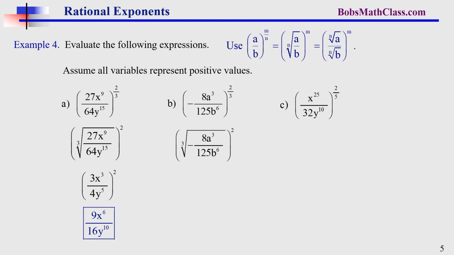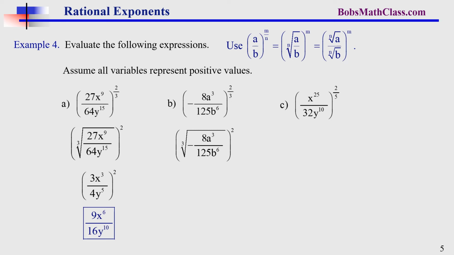Okay, our next one, a little bit different because we have a negative inside the parentheses. Again, our index is 3, our exponent outside is 2. Now, can we have a negative inside the radicand if the index is 3? Yes. As long as the index is odd, we could have a negative inside. If the index is even, it's not possible. Okay, so we're okay here because our index was a 3.